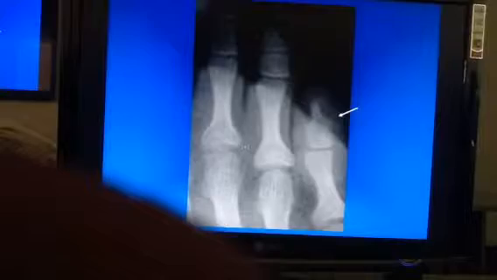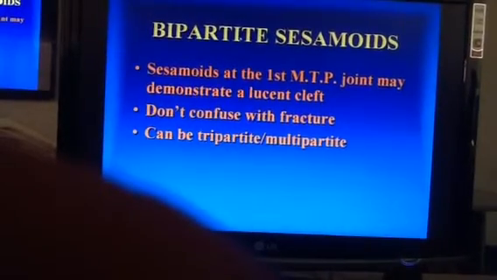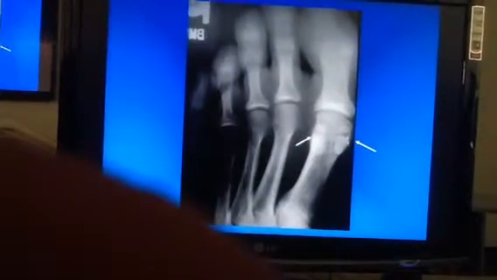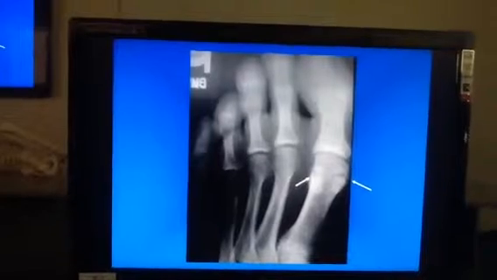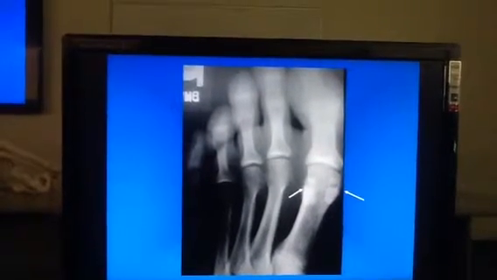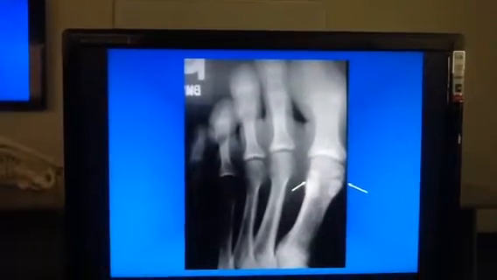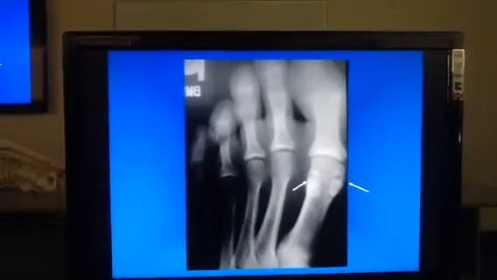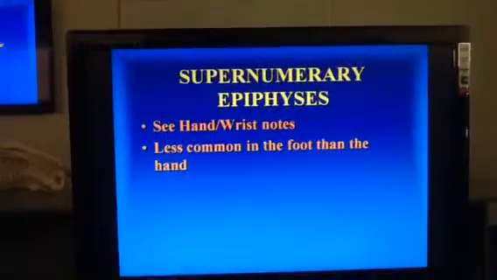Not unusual to have fusion. I won't have that one anymore. But look for these bipartite sesamoid. And the reason that I think these are significant is because you can have fracture, right? Or you can have infection of these guys because they're on the plantar surface of the foot.